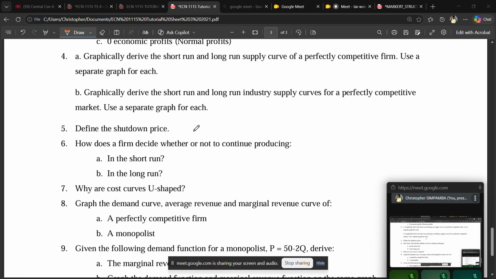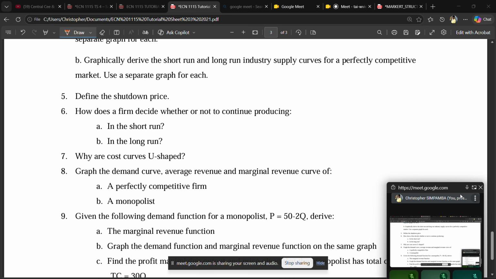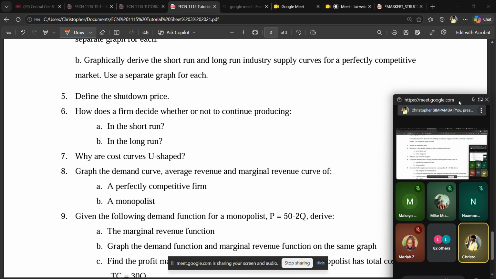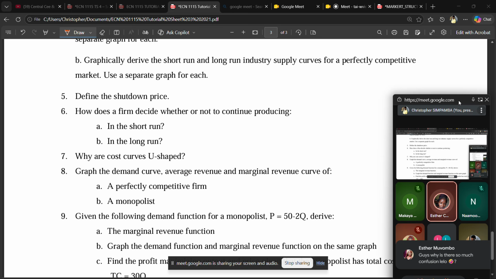Define the shutdown price. Someone to define that. The shutdown price. This is the price at which we get the marginal cost equal to the marginal revenue. Then we get the price that's there. Yes, Vanessa.